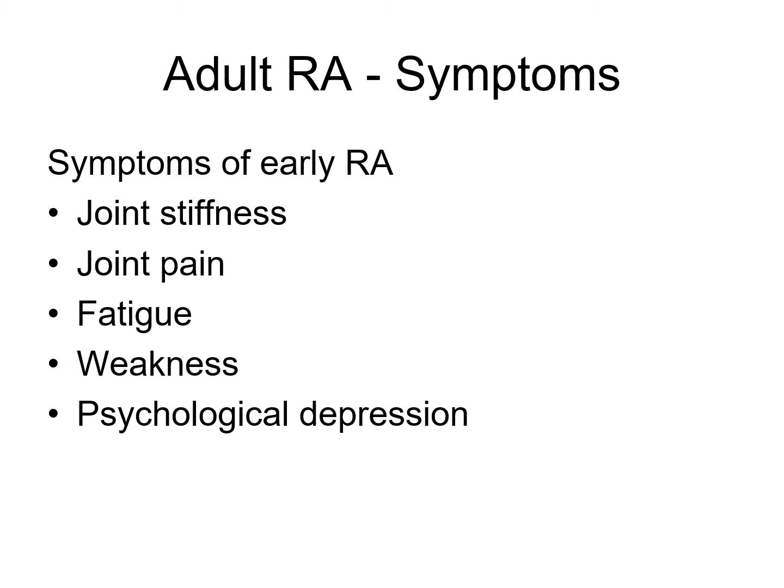The symptoms are things that the patient describes. Symptoms of early rheumatoid arthritis are stiffness that the patient describes, and pain that the patient describes. He or she may describe fatigue and weakness and may be depressed. Again, psychological depression is not within our scope of practice, but it may be something that the person describes. They just don't feel like themselves. They describe pain in more than one joint. They describe general fatigue and generalized weakness. So generalized fatigue and generalized weakness are not typical musculoskeletal findings.